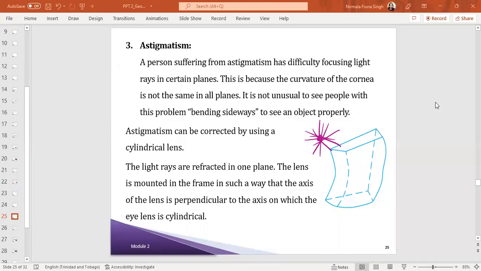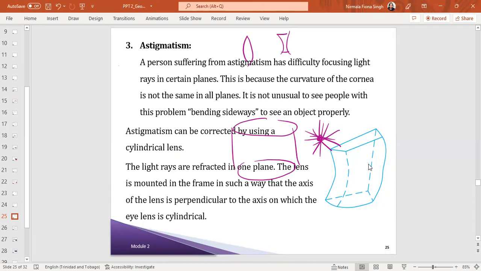All right, back to the handout. So astigmatism can be corrected by using a cylindrical lens. Is my mic okay? Yes. So as opposed to before, where we had somebody using a convex lens or concave lens, astigmatism is corrected by using a cylindrical lens. A cylindrical lens is basically like this, like a cylinder.